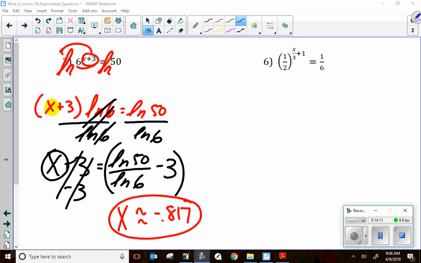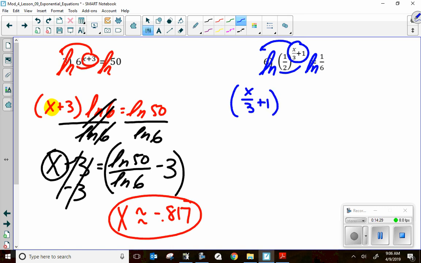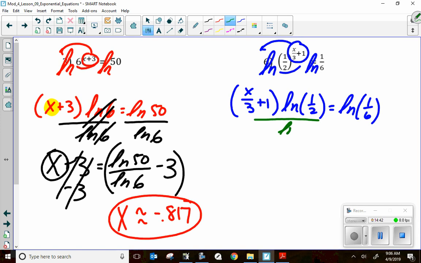Ooh, fancy. Let's do this. Fractions, big deal. I have my base and exponent alone, right? So I'm still going to take the ln of both sides. My exponent comes down. I have x over 3 plus 1 times the ln of 1/2 equals the ln of 1/6. All right? Multiple steps here. I'm going to divide by the ln of 1/2. Gone. Divide by the ln of 1/2.